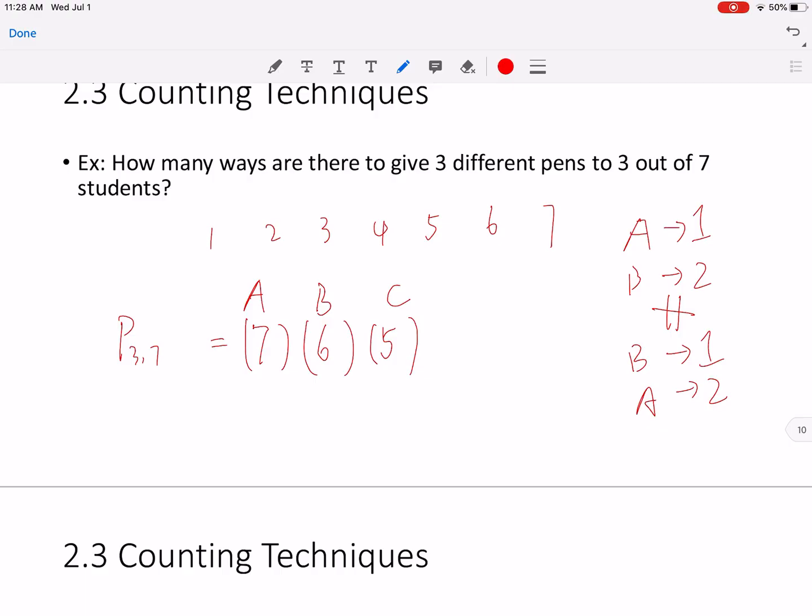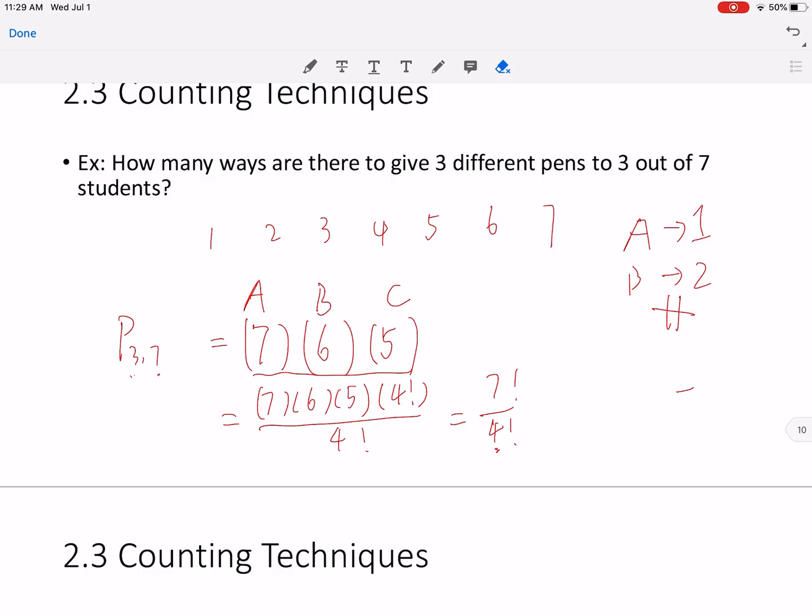And to make the calculation easier in the future, we want to put this in the form of factorials. So what we can do here is take 7 times 6 times 5, and we are multiplying 4 factorial on both top and bottom. Then on the top, we have 7 factorial, because 7 times 6 times 5 times 4 factorial is 7 factorial, divided by 4 factorial. And what is the relationship between the 4 here and the 7 and the 3 over here? 4 is equal to 7 minus 3, right?